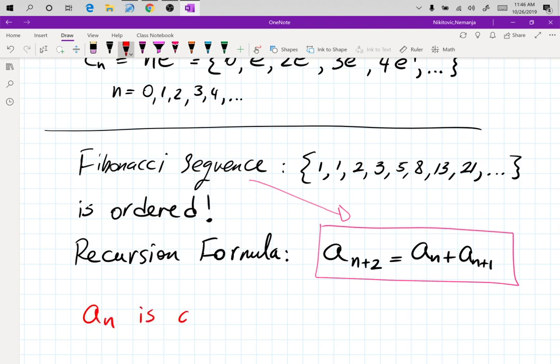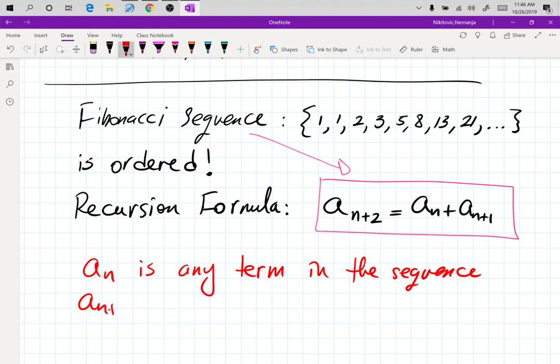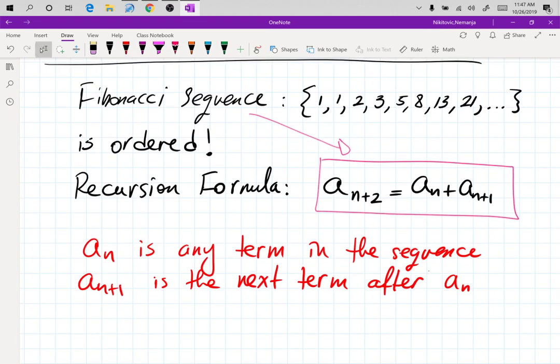An is any term in the sequence. An plus 1 is the next term after an. I need you to understand this right now, because it is going to be used for the rest of the chapter. What's written in red needs to be 100% understood for us to take any step further.